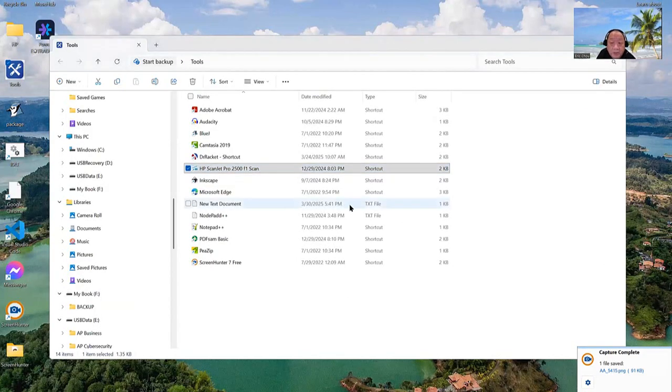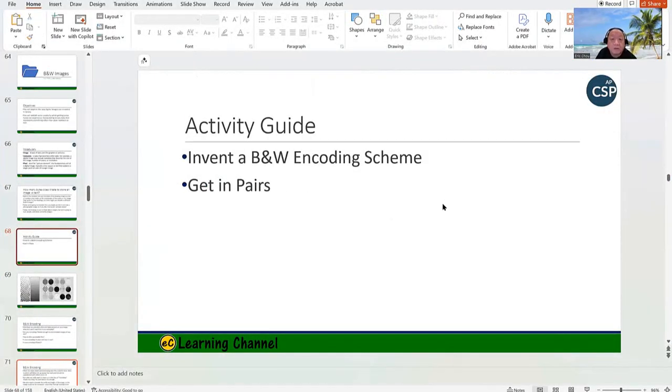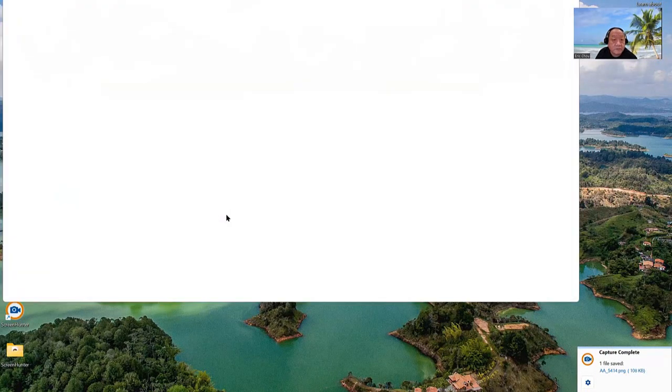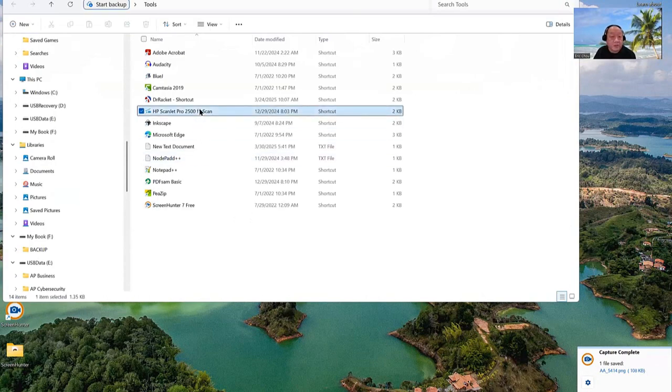I'm not sure why my scanner is still not working. I'm trying to restart it. Okay, something's wrong with my scanner. I still don't get it.